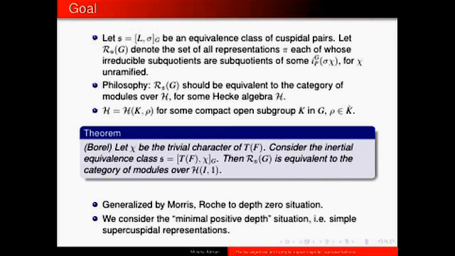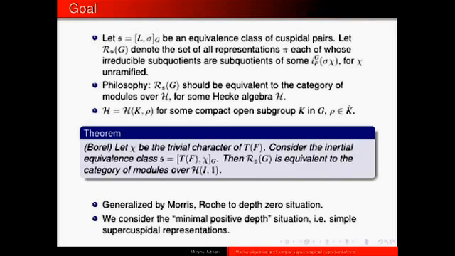Okay, so again, the philosophy is that these Bernstein components should be equivalent to the category of modules over some appropriate Hecke algebra. Namely, a Hecke algebra of functions on G which transform with respect to some compact open subgroup K, transforming with respect to a representation rho of that K. So not quite K bi-invariant functions, but sort of rho bi-invariant functions. So that's the Hecke algebra that we're trying to find.